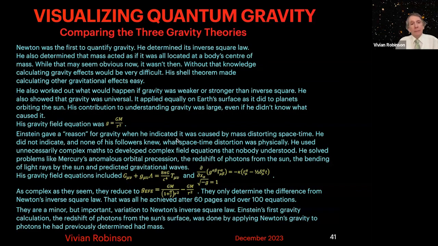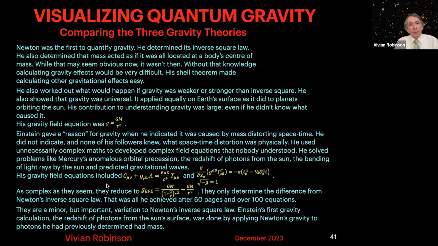Einstein gave a reason for gravity when he indicated it was caused by mass distorting space-time. He did not indicate, and none of his followers knew, what space-time distortion was physically. He used unnecessarily complicated maths to develop complex field equations that nobody understood. He solved problems like Mercury's anomalous orbital precession, the redshift of photons from the sun, the bending of light rays by the sun, and predicted gravitational waves.